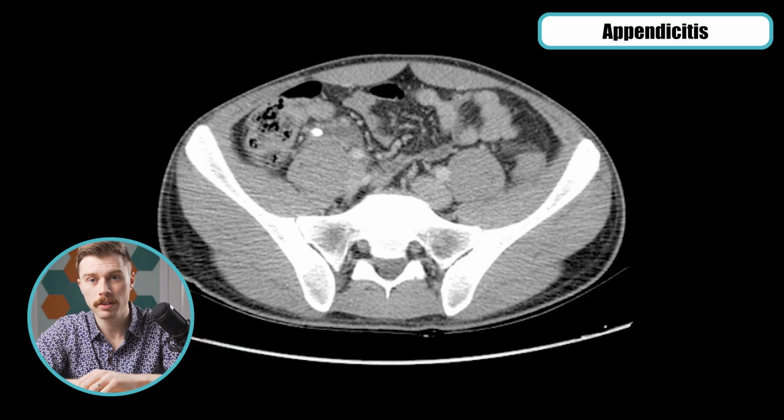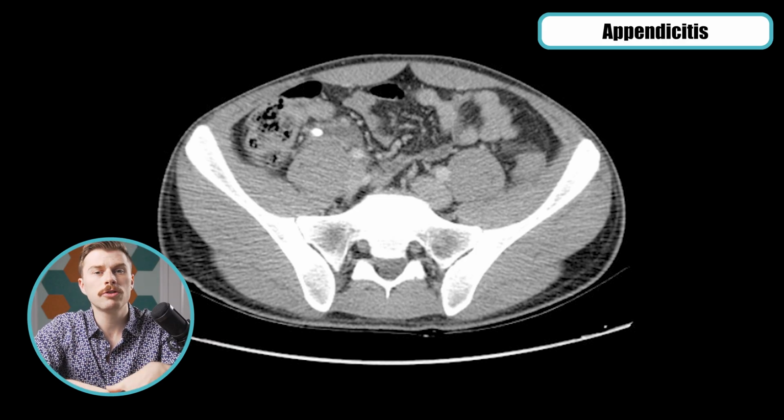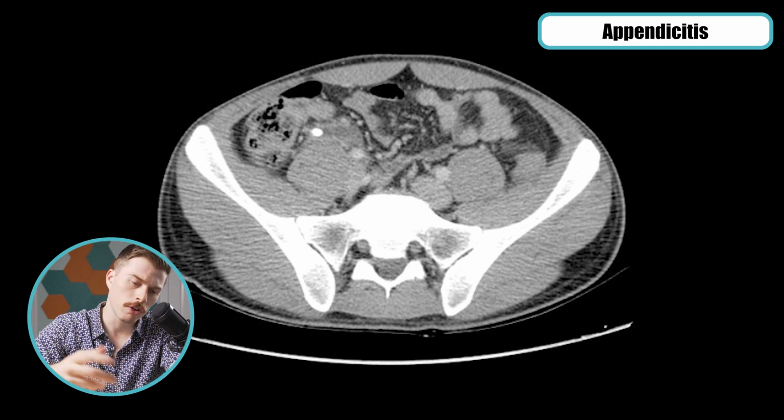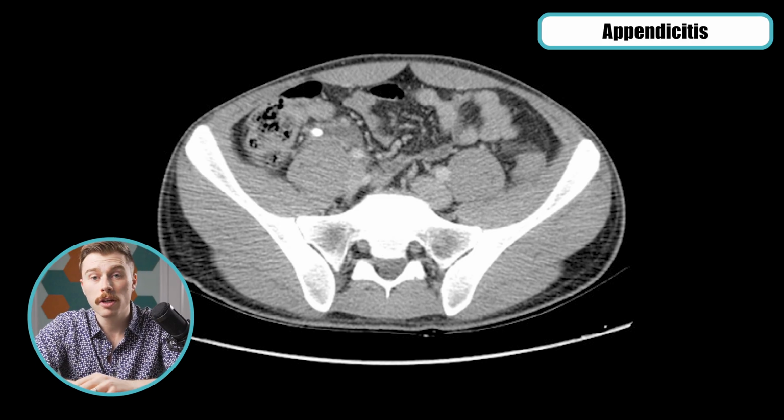tumor can obstruct the appendix and cause appendicitis, and I've seen all three of those on practice questions. Obstruction causes increased intraluminal pressure, venous congestion, bacterial overgrowth, and ischemia, and eventually perforation.